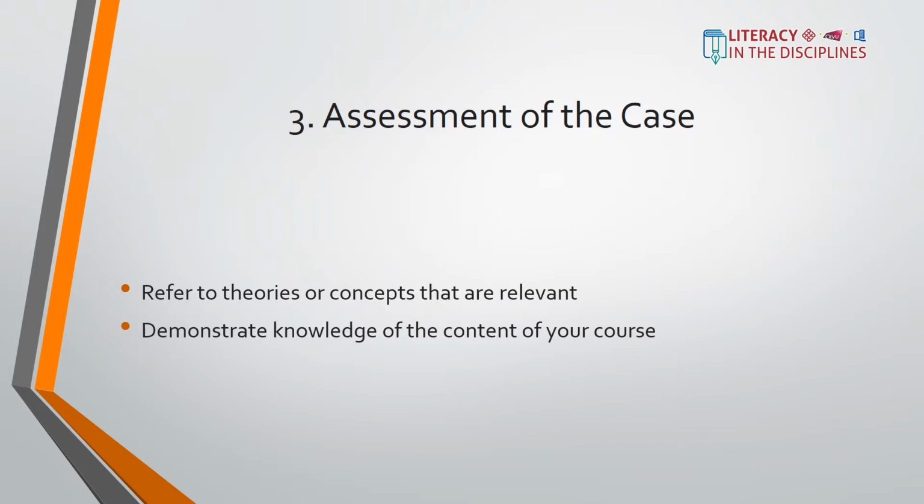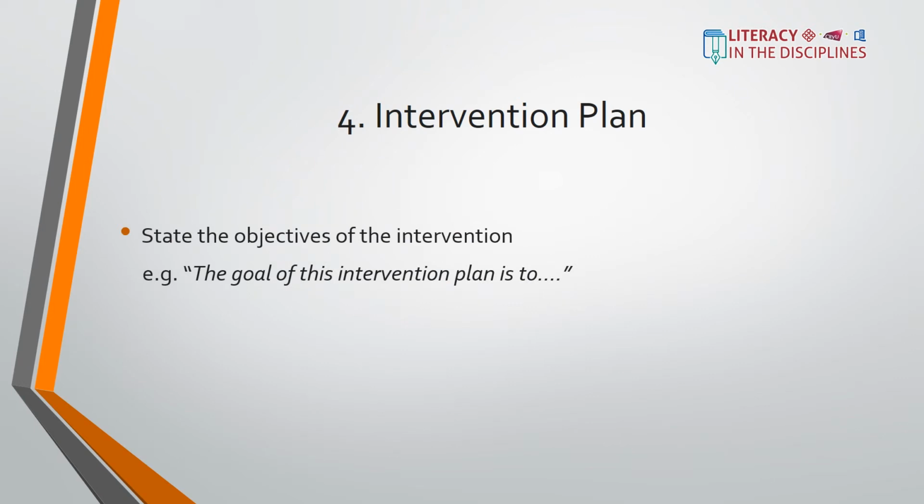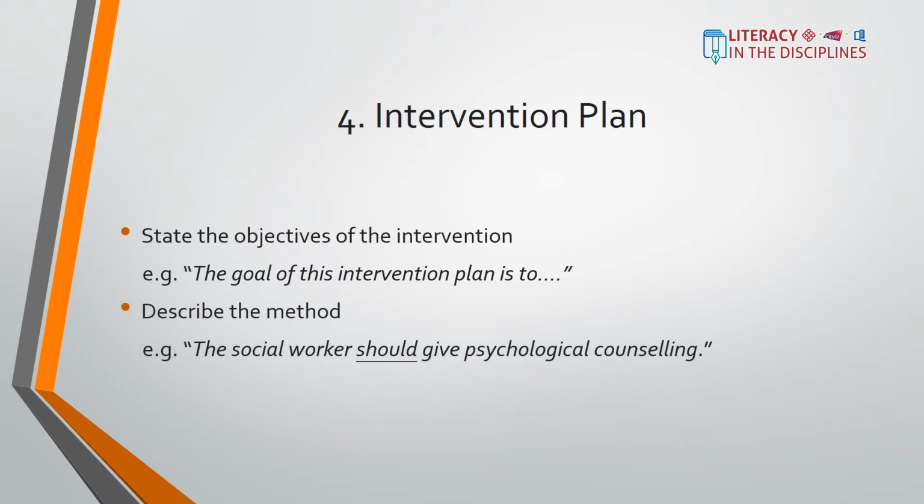Now let's move on to Section 4, your intervention plan. You should begin by stating the objectives of the intervention, what you hope to achieve. Then you should describe the method, how these objectives will be achieved. The objectives can be introduced by using phrases like, "The goal of this intervention plan is to..." The method often gives strong advice and uses the modal verb should. For example, the social worker should give psychological counseling. You can see more examples in the notes provided.